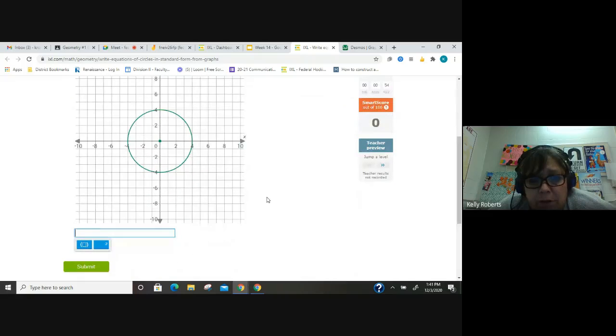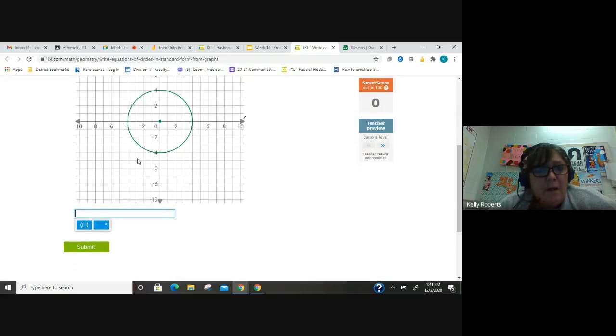This is really way easier than it sounds so far. All right, so on this one, my center is 0, 0 again. So x minus 0 is just x squared plus y minus 0 is just y squared. And that equals the radius squared.